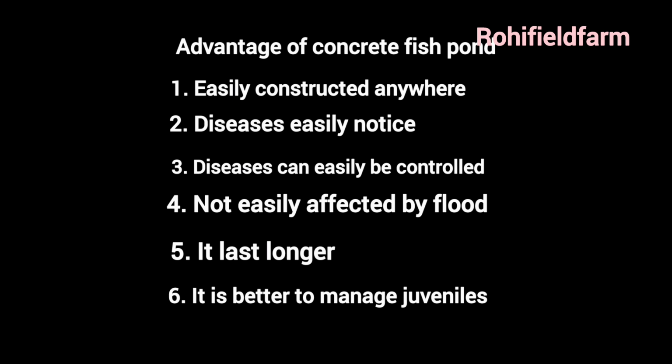2. Disease can easily be noticed. Once there is any outbreak of disease, you can easily notice it because it's something you can be seeing from time to time, when the fish are not eating well, when there is fin rot or tail rot or any other form of disease. You can easily see it even when the fishes die as a result of disease. 3. Diseases can easily be controlled or managed. The disease can easily be managed.